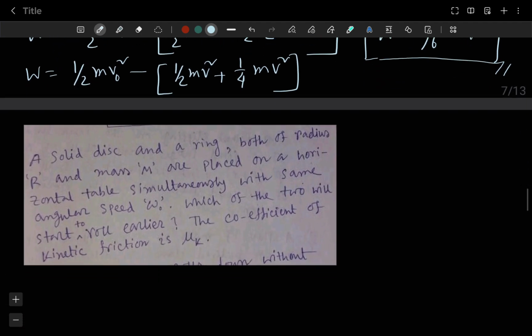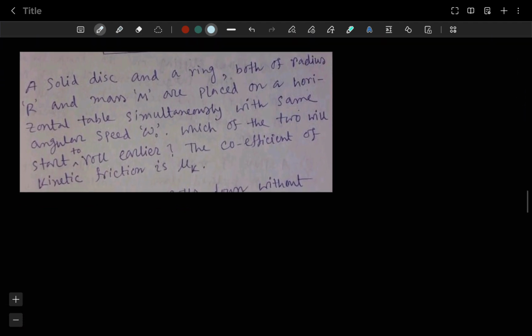Okay. Now let's do the next problem. A solid disc and a ring, both of radius r and mass m, means identical, placed on a horizontal table simultaneously with some angular velocity omega 0. Which of the two will start to roll earlier? Okay, coefficient of friction is mu k. Okay, you can do it.